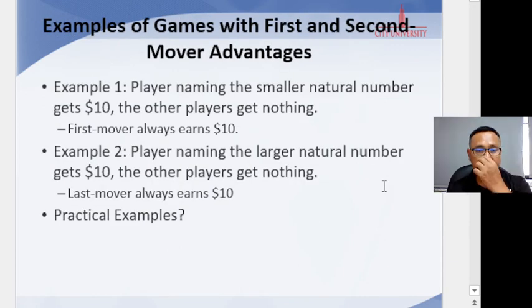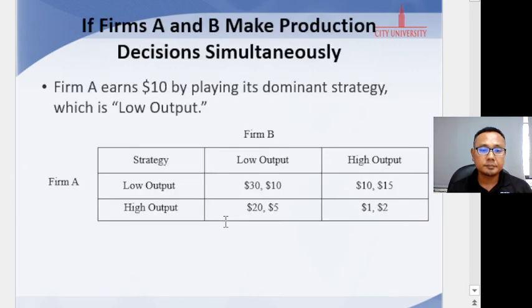You can use examples to understand this kind of strategy. Examples of games with first and second mover advantage. First example: the player naming the smaller natural number gets $10, and the other players get nothing. So the first mover always earns $10. Example two: the player naming the larger natural number gets $10, and the other players get nothing. So the last mover always earns $10.